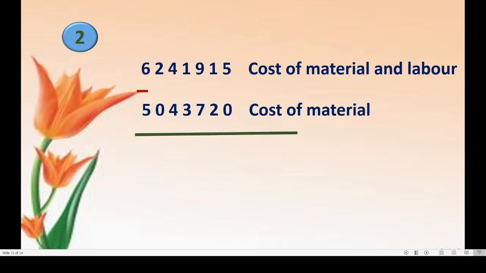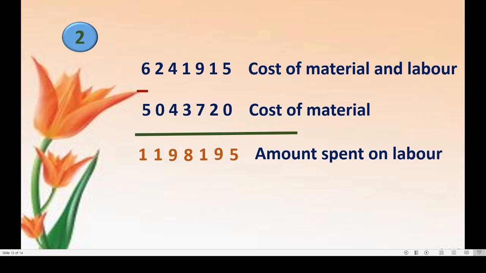Now we will minus. Now here 5 minus 0, that is 5. 11 minus 2, that is 9. 8 minus 7, that is 1. 11 minus 3, that is 8. 3 minus 4, that is 9. 1 minus 0 is equal to 1, correct? Here this much amount is left, that is, yes, that is the amount spent on labor. We got the answer here, correct?